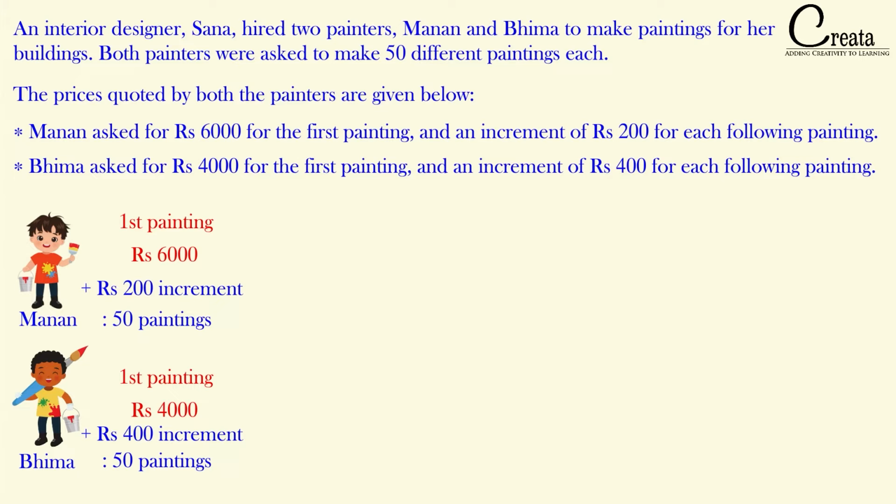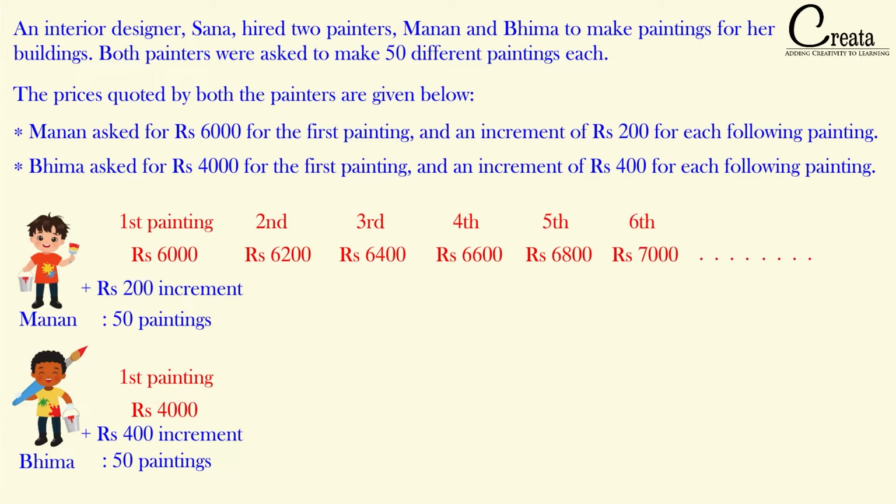It means that Manan will take rupees 6,000 for the first painting, and as the number of paintings increases, he will take rupees 200 as an increment. For the first painting it is 6,000, for the second painting it will be 6,200, for the third painting it will be 6,400. And subsequently the addition of 200 like 6,600, 6,800, 7,000, it will go on till the last painting, that is the 50th painting.